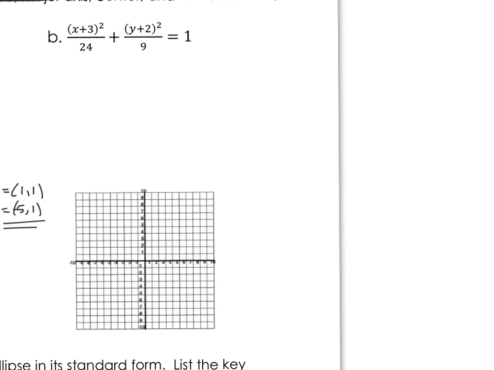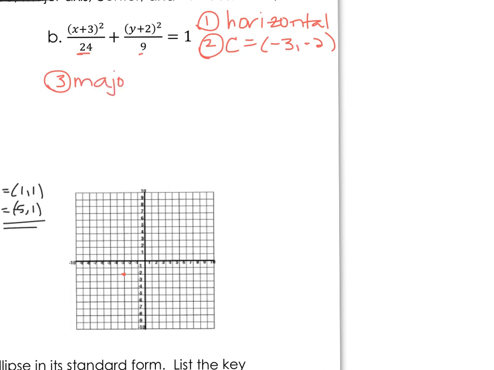Now this one's another one where we don't have a perfect square for one of our two denominators. Notice we have 24 and 9. So the bigger number is underneath the x. That's going to make this shape horizontal. There we go. The center is going to be at -3 and -2. So we'll go -3, -2. Just put a big dot at that location on your graph. To get those major vertices, this one's going to take a little bit of extra work. So let's do those major vertices.